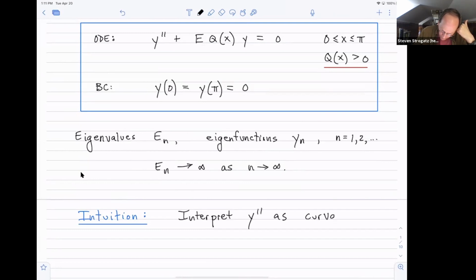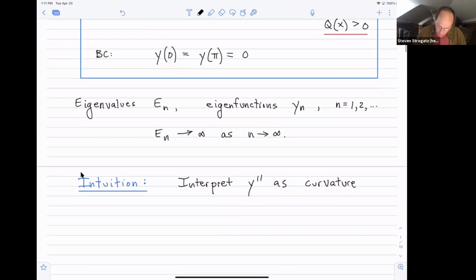I don't mean literally the curvature, because if you actually know what the curvature of a graph of y versus x is, it's a little more complicated than just the second derivative. So if you prefer, you could think of it as a measure of the concavity of the function. The idea being that if y double prime is positive, that looks like a parabola opening upward. If y double prime is negative, it looks sort of like a parabola opening downward. So interpret y double prime as the curvature or concavity of our graph of y of x.